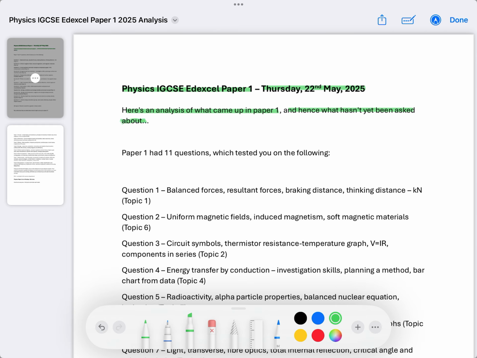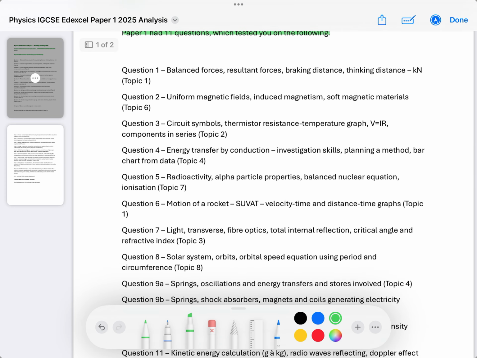Okay, so we're talking about Pearson Edexcel IGCSE Paper 1. So Paper 2 still to go. So we want to try to work out what's going to be in Paper 2. So Paper 1 had 11 questions, which tested you on the following, those of you who took it. Question 1 had balanced forces, resultant forces, braking distance, thinking distance, and kilonewtons. Okay, so using the prefixes.